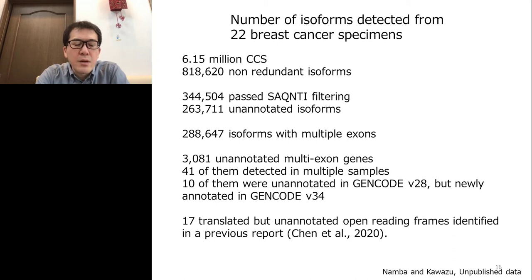We identified 3,000 unannotated multi-exon genes, and 41 of them were detected in multiple samples, and 10 of them were unannotated in Gencode version 28 that we used throughout this project. But they were newly annotated in Gencode version 34. Further, the MUSTA transcriptome contains 17 translated but unannotated open reading frames identified in a previous report.